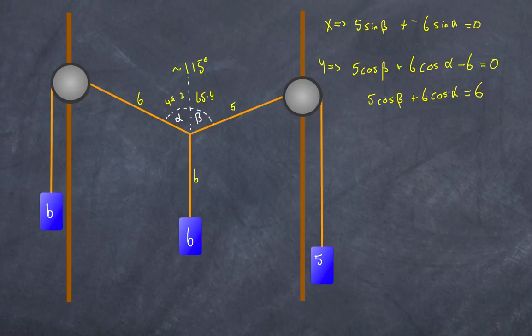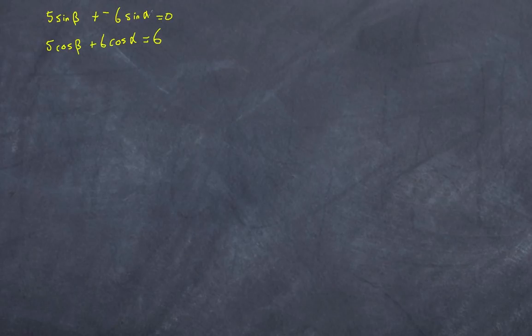So first, let's take these two equations over here and put them on a separate page, so we have a little more space to work with. Here we have our x component equation, and here we have our y component equation. Let's start by looking at this equation. If I rearrange this, I get 5 sine beta equals 6 sine alpha. Cleaning that up, the sine of beta is equal to 6 sine alpha over 5.